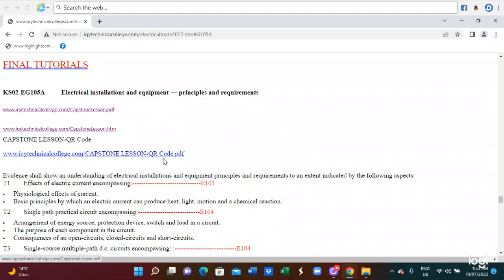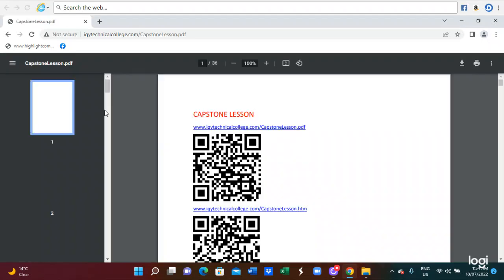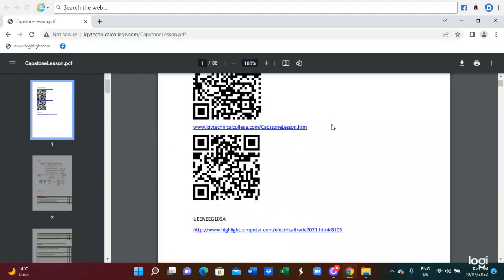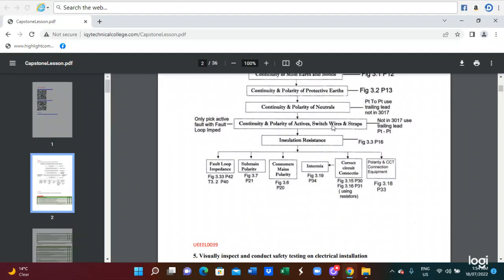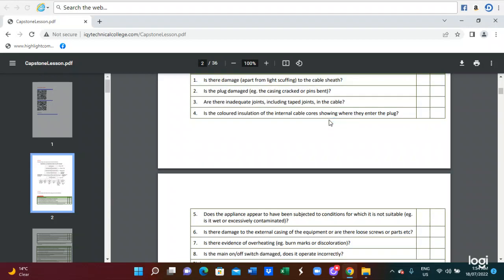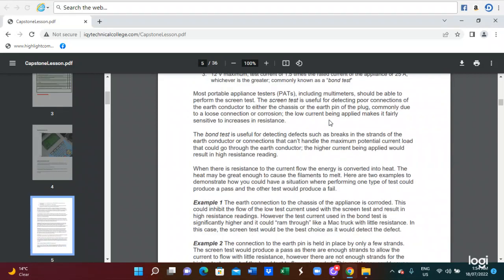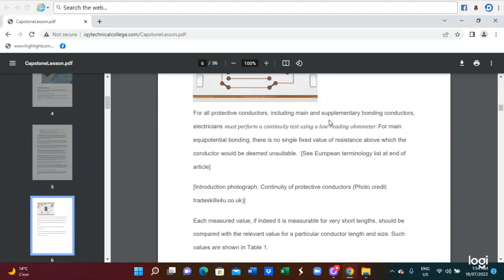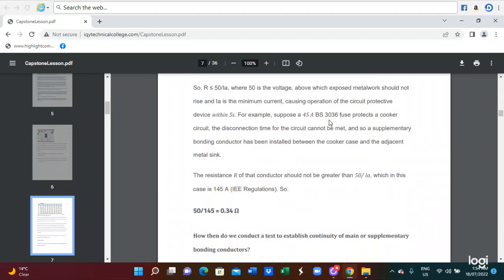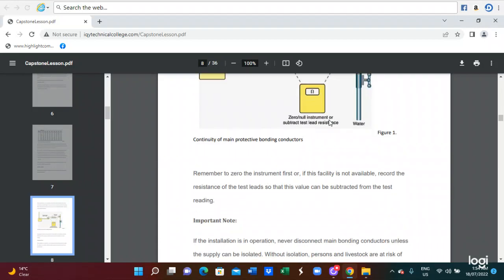The verification and safety testing. Those are all the verification and the safety testing regarding the electrical capstone. So you also have to read through those notes. So this is what the G105 you have to do. And regarding the advanced diploma electrical engineering, you have to see this side.